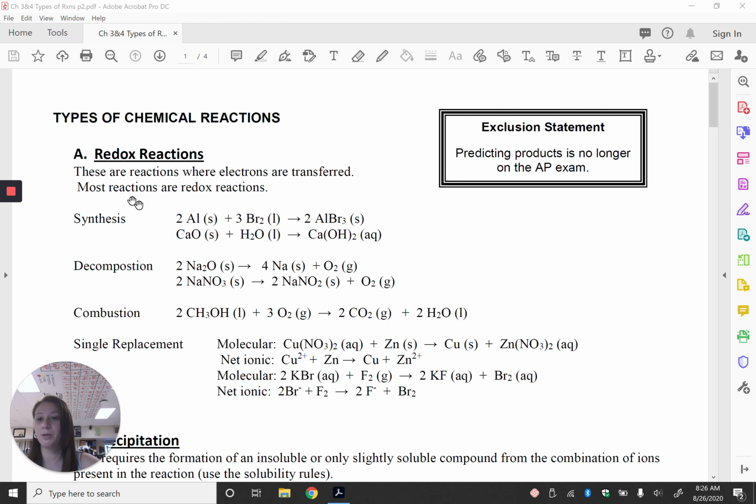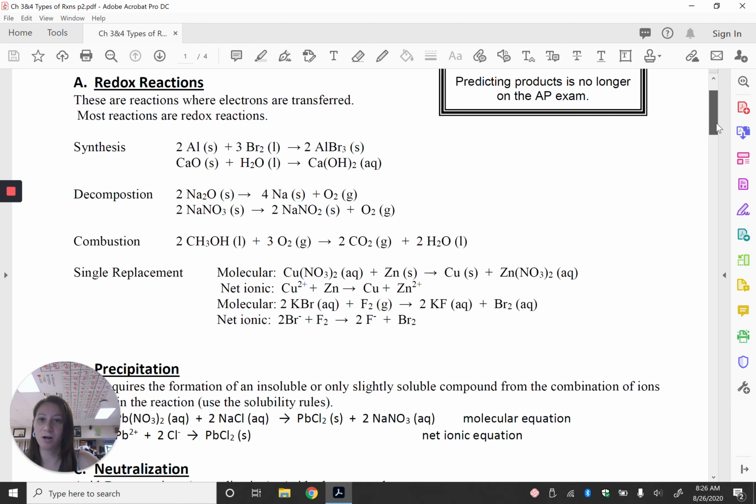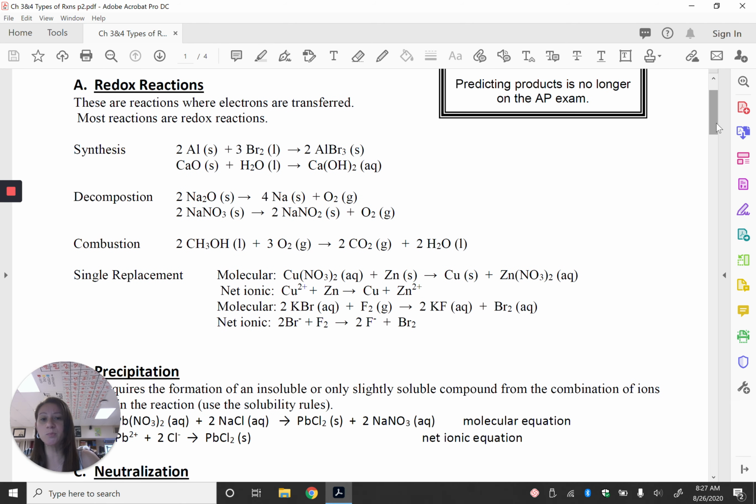This year, we're clumping all of these 4, so synthesis, decomposition, combustion, single replacement, and instead of being very specific about what type it is, we're just going to say that all of these are redox reactions. Redox reactions are where electrons are transferred. And so most chemical reactions are actually redox reactions. Like I said, all 4 of these types are really redox reactions. So the only type that's not redox is really double replacement and neutralization, which is a type of double replacement.